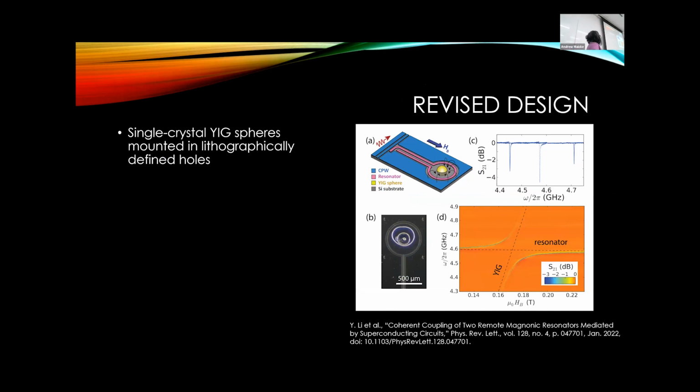And then in 2022, they actually revised this design using YIG spheres. They did it in an interesting way. They started with a silicon substrate, they patterned on their resonators, and then they lithographically marked the areas where they wanted to put the little magnet spheres. And then later, after they had finished fabricating the chip, they glued in those spheres using a varnish and let the varnish evaporate out, which is interesting.